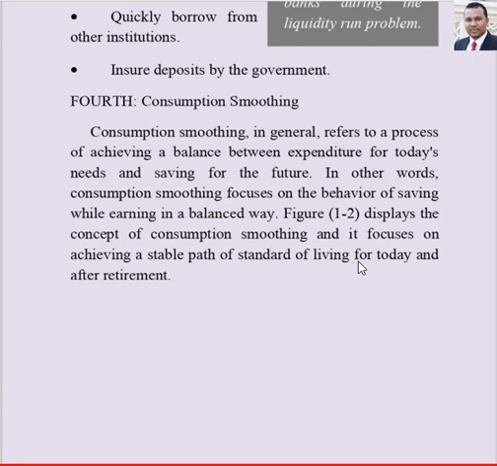So we compare between, say, I have 1,000 Egyptian pounds now. I have two options. I will purchase, so in this case, I will provide all my deposit into expenditure now. Another option, I can make a deposit for this value, maybe for 1 year, for 3 months, earn interest and make an expenditure in the future. So we compare between immediate expenditure now or saving for the future and making expenditure in the future. In other words, consumption smoothing focuses on the behavior of saving when earning in a balanced way.